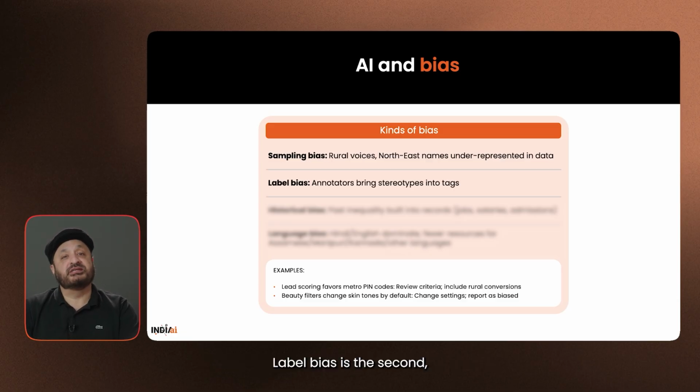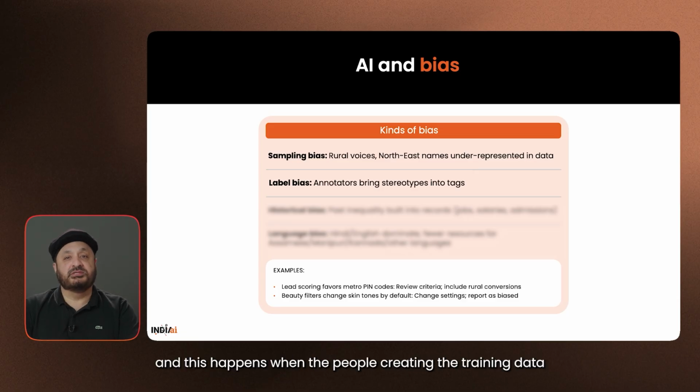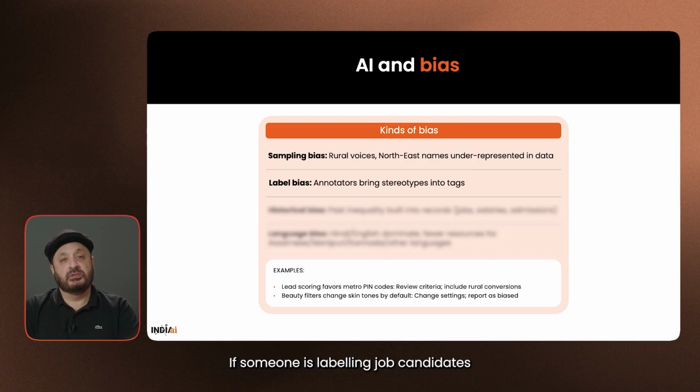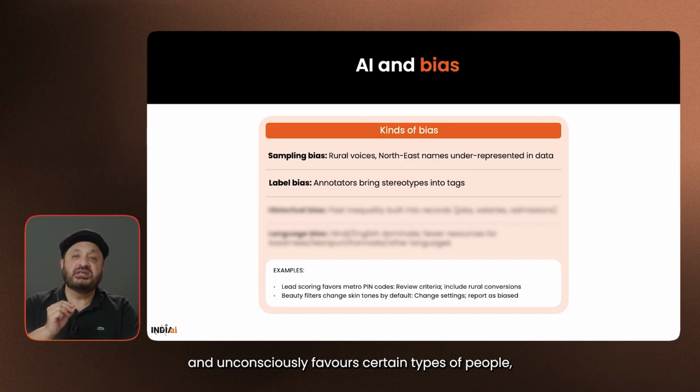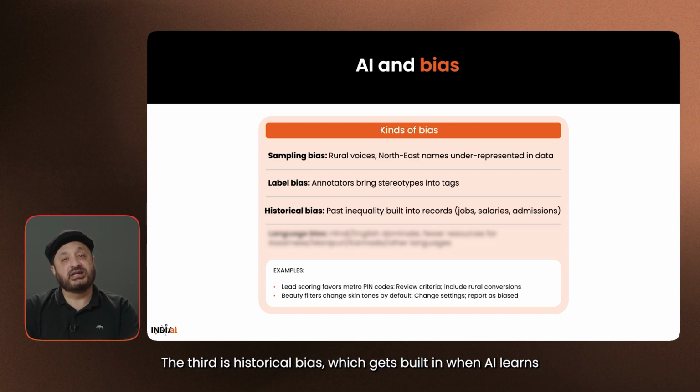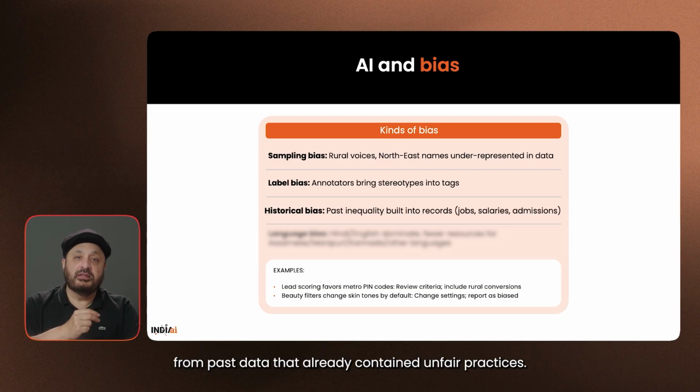Label bias is the second, and this happens when the people creating training data bring their own prejudices and biases. If someone is labeling job candidates and unconsciously favors certain types of people, the AI will learn those same biases. Historical bias is the third, which gets built in when AI learns from past data that already contained unfair practices.